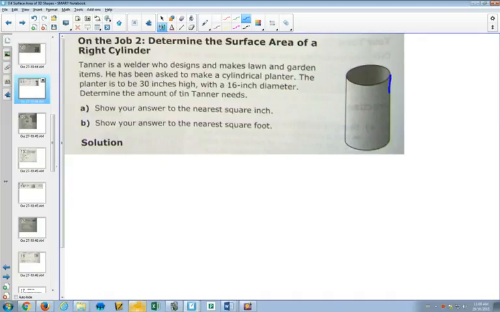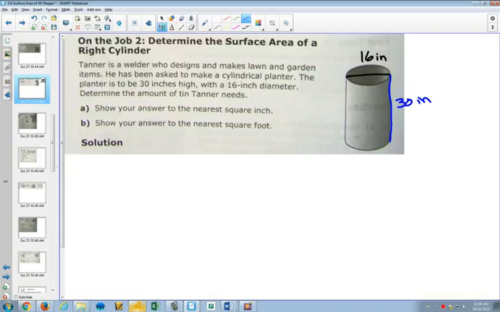So what we can do is on our diagram, we can label that this side is 30 inches with a 16-inch diameter. So we can draw all the way across and label that as 16 inches. Determine the amount of tin that he's going to need. So first of all, we have to decide what sides are going to get tin.